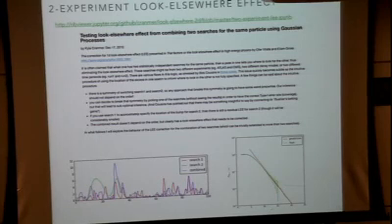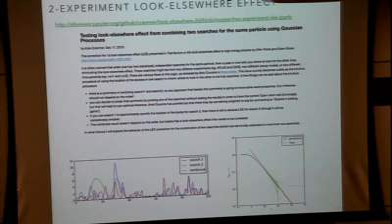You can do it on the sky, for instance, if you want to know what's the chance that some flash of light happened to align with a gravitational wave, two black holes merging or something. You would have a look elsewhere effect that you could correct for.